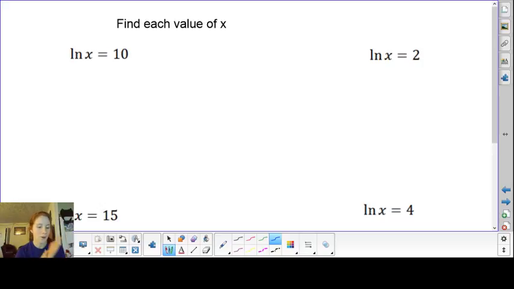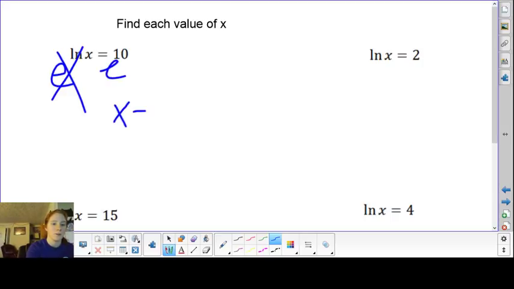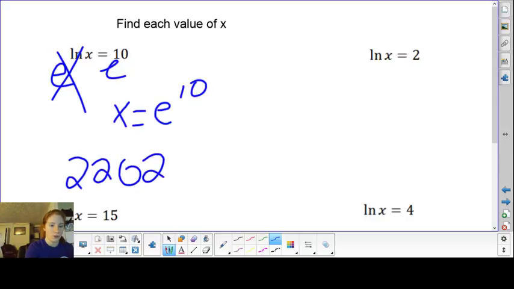Alright, we're almost done. We're going to go ahead and find the values of x here. Since I'm dealing with ln, I'm going to take e to both sides. e and ln cancel out, so I'm left with x is equal to e to the 10. And I can go ahead and just plug that in my calculator and get a really big number: 22026.47.